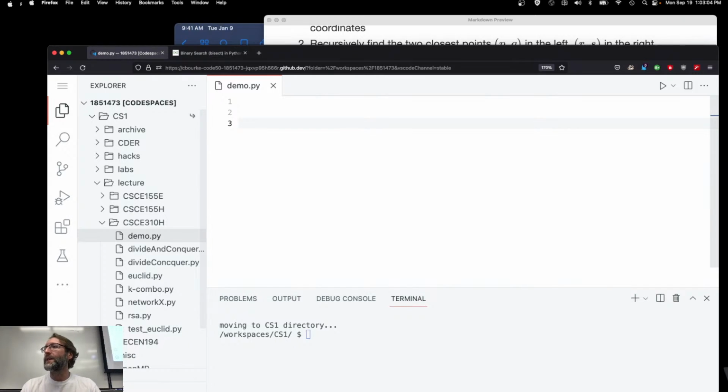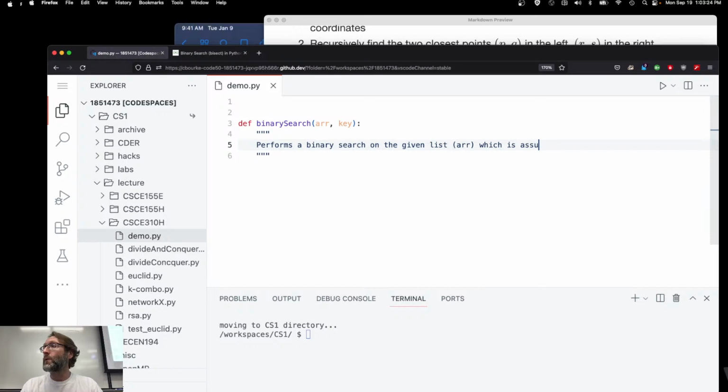So increase the size here. Def binary search. And we're going to take an array and a key, excuse me. Right? And here's my description of what this is going to do. Performs a binary search on the given list, ARR, right? Which is assumed to be sorted. So I'm not actually doing points here. You can adapt this for points, right? For x and y coordinates. But it assumes to be sorted for the given key element.